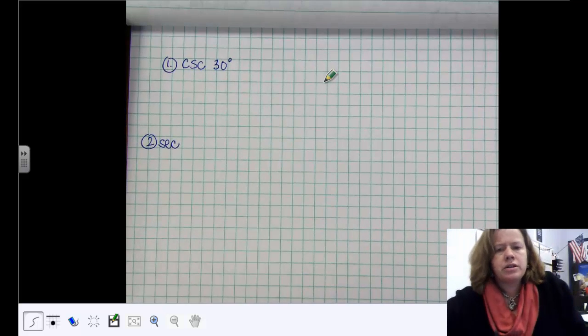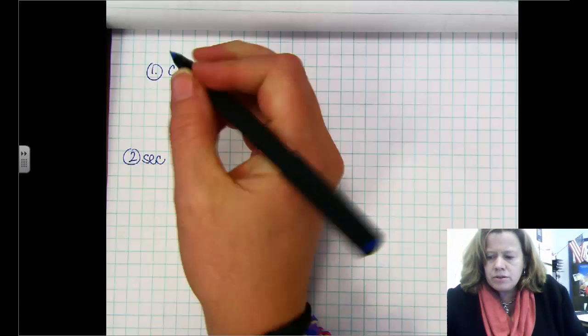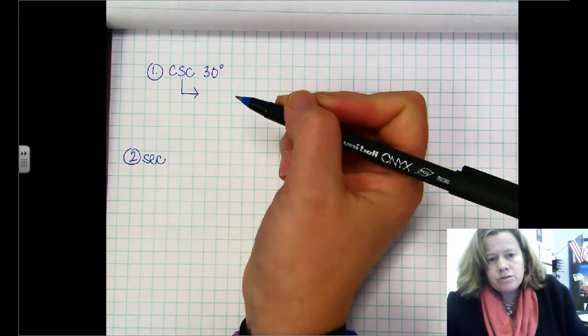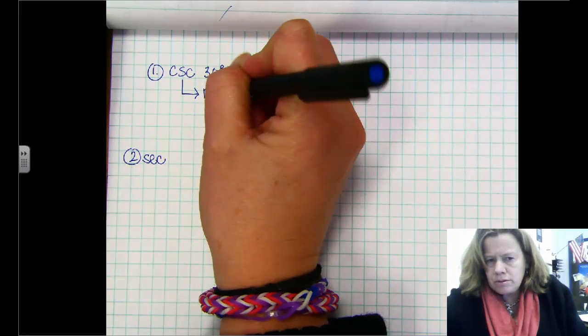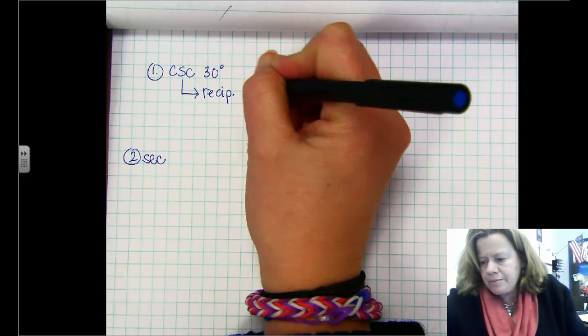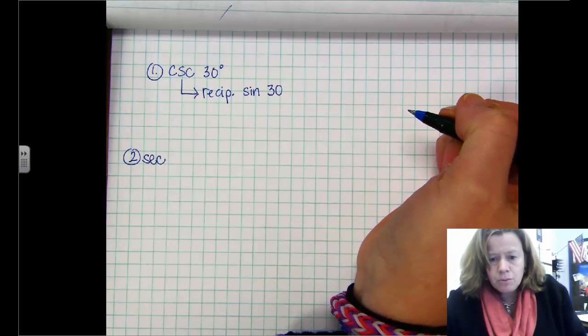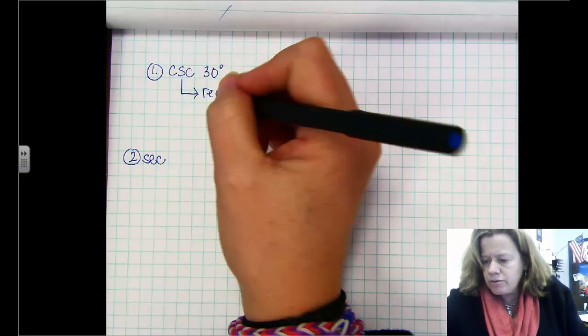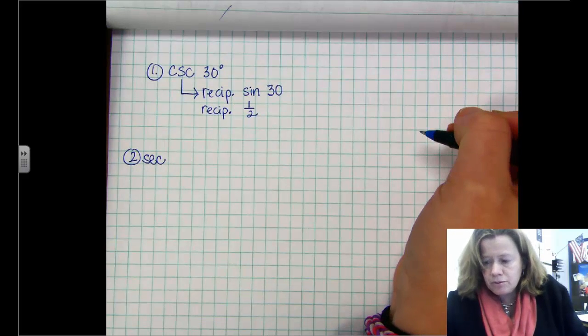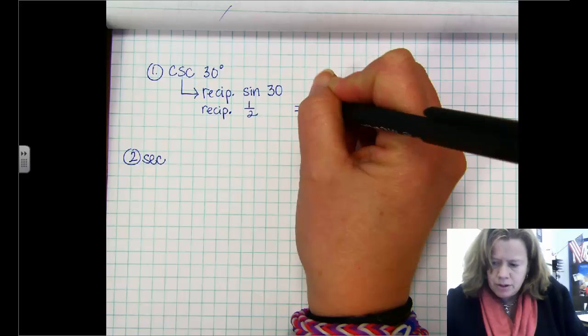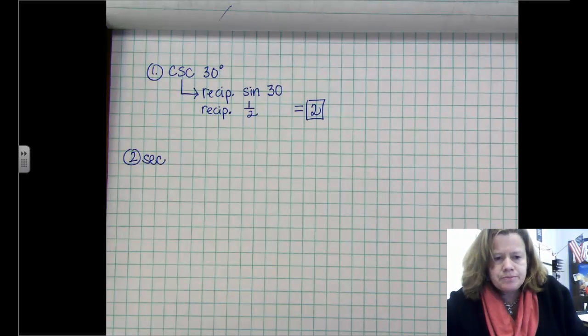All right, so now let's go through and talk about exactly how to find those reciprocal trig values. So here I have the cosecant of 30. Things you want to think about: the first thing is, what's its reciprocal? And I want you to write all this and show the work every time. So cosecant of 30 is the reciprocal, you can say recip, of the sine of 30. Well, the sine of 30 we know is 1/2. So I'm looking for the reciprocal of 1/2, and the reciprocal of 1/2 is 2. So the cosecant of 30 is 2.